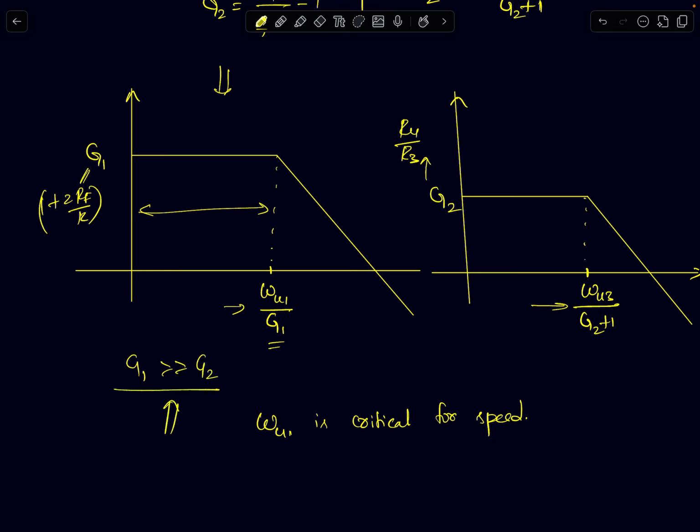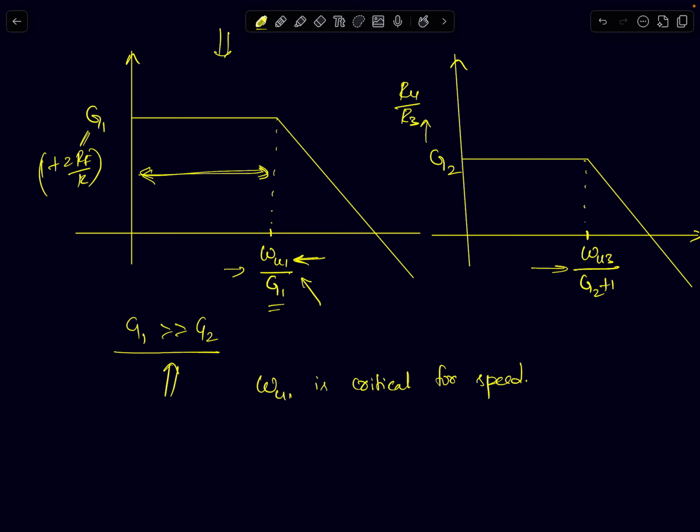Because your G1 is much greater, the 3 dB bandwidth of the first stage can be much lower, especially when you are setting your gain to be very high, which means your feedback factor for the first stage becomes very small. Then the speed will be limited by the first stage. Therefore, your first stage op-amp's UGB has to be really high. So that will dictate the overall bandwidth of the system.